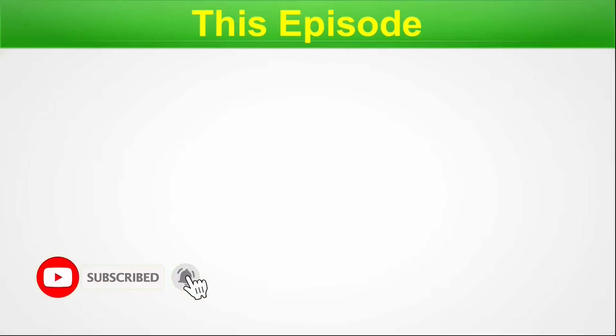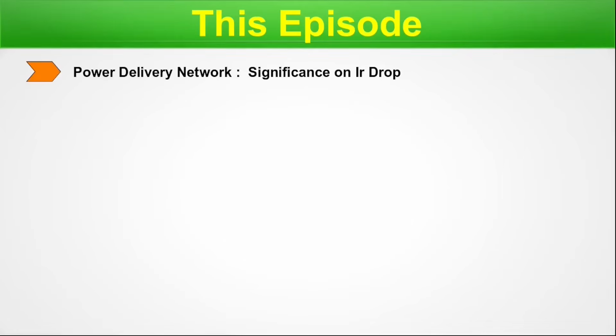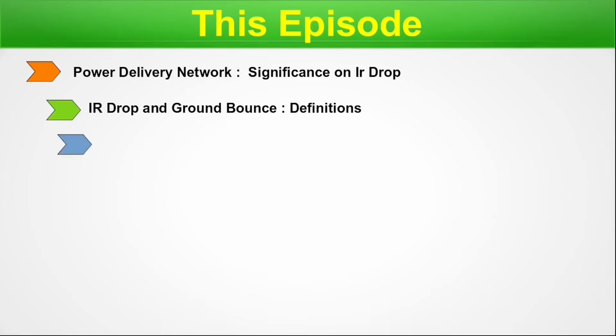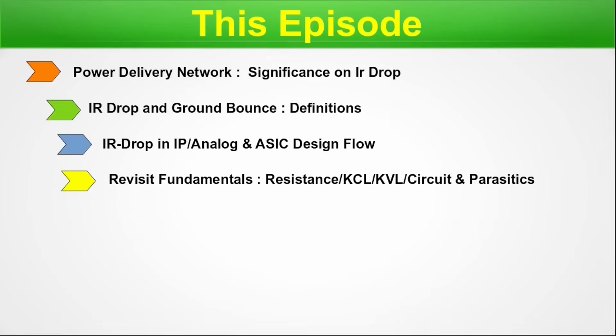Hey guys, welcome back. In today's episode, we are going to discuss the points below. Power delivery network, significance on IR-Drop analysis. Next, we will cover the definitions of IR-Drop and ground bounce. Next, we will show the position of IR-Drop in both the design flows of the IP design as well as ASIC design flow. Next, we will touch base on some of the fundamentals of resistance, RLC circuit and parasitics. Next, we'll do a classification of static and dynamic IR-Drop analysis.